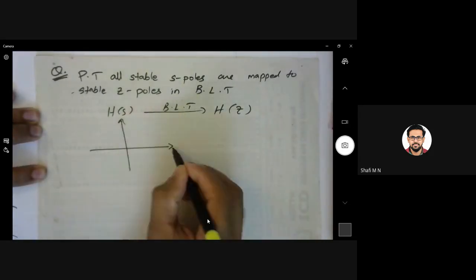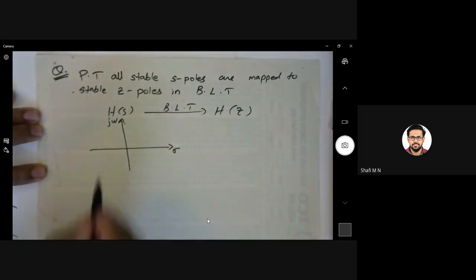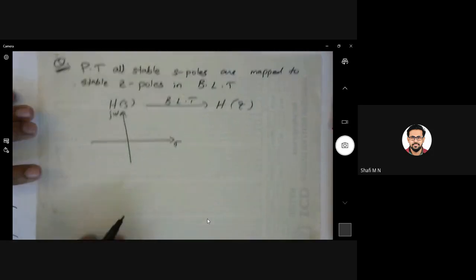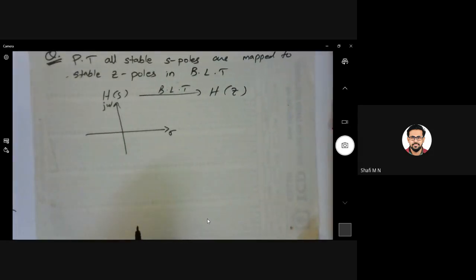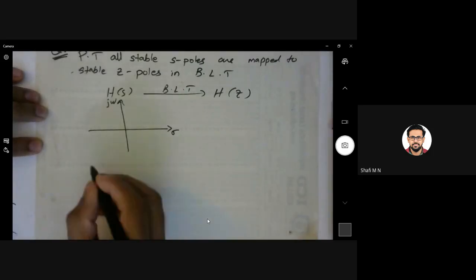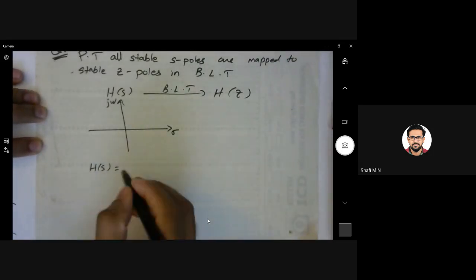That is your sigma plus j omega plane, right? Where you can mark your poles and zeros. How will you analyze stability in S-plane? Do you know this? Please respond. Left side, so you have to look at the pole location.